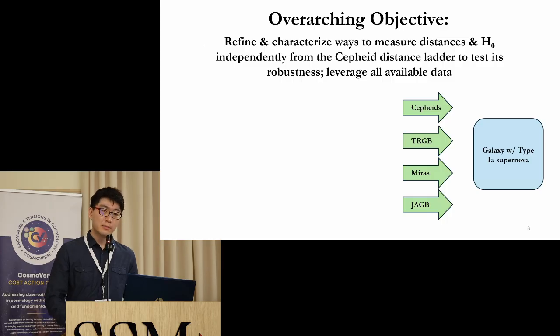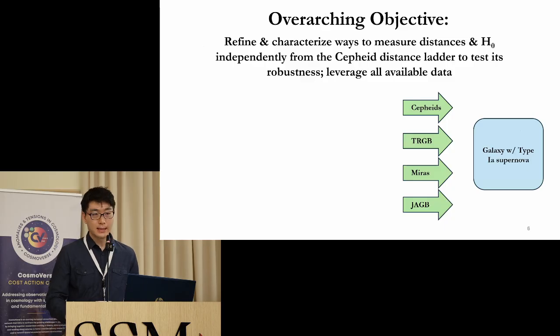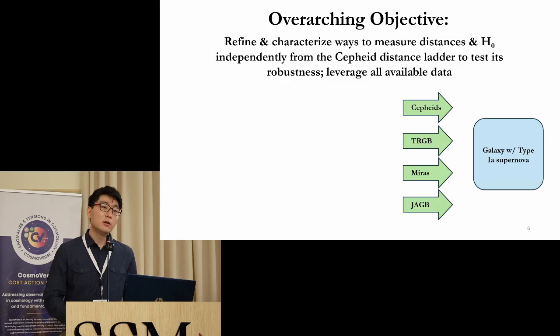So the overarching objective of the work I'll be presenting is to refine and characterize different ways to measure distances to galaxies as well as H0 independently from the Cepheid-based steps of the distance ladder. This is to cross-check those systematics, and ultimately we also want to leverage the full set of data that's available publicly in order to increase the leverage of these measurements.